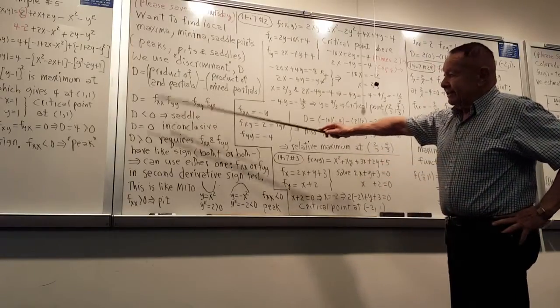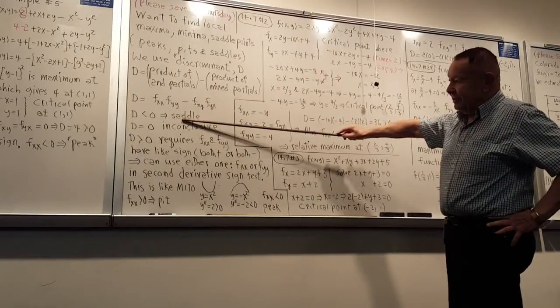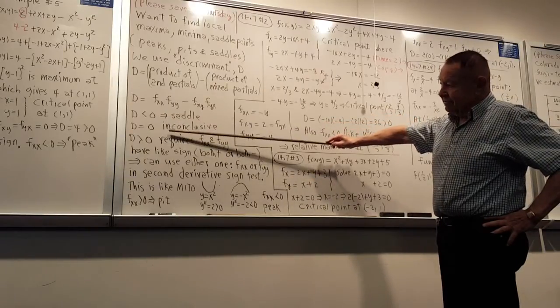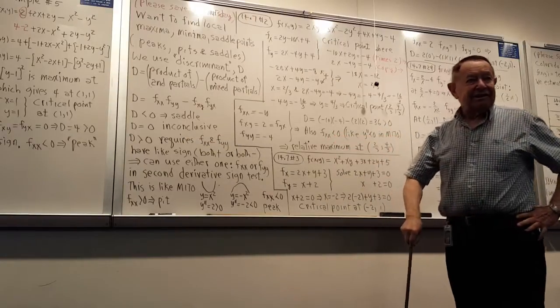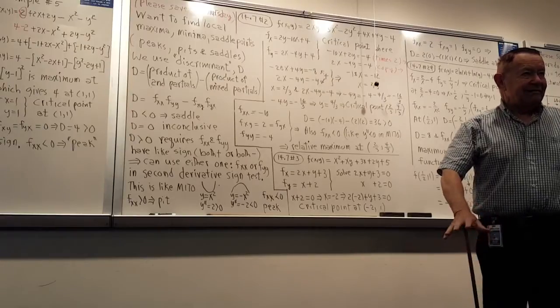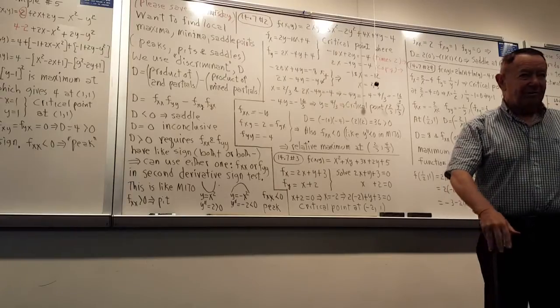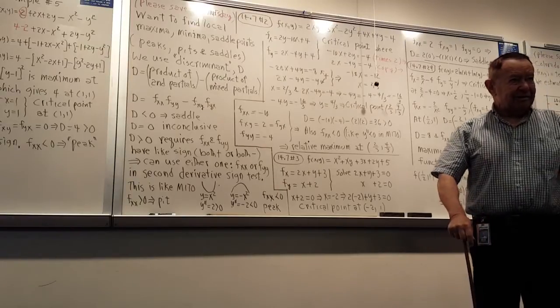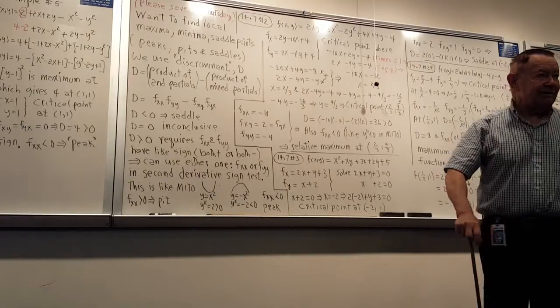So then finally, at the critical point, if your discriminant is negative, you have a saddle. If it's 0, it's inconclusive. It's like the second derivative sign test in Math 170. If your second derivative is 0, you don't know whether you have a maximum or a minimum, or what in Math 170 you call a terrace point.